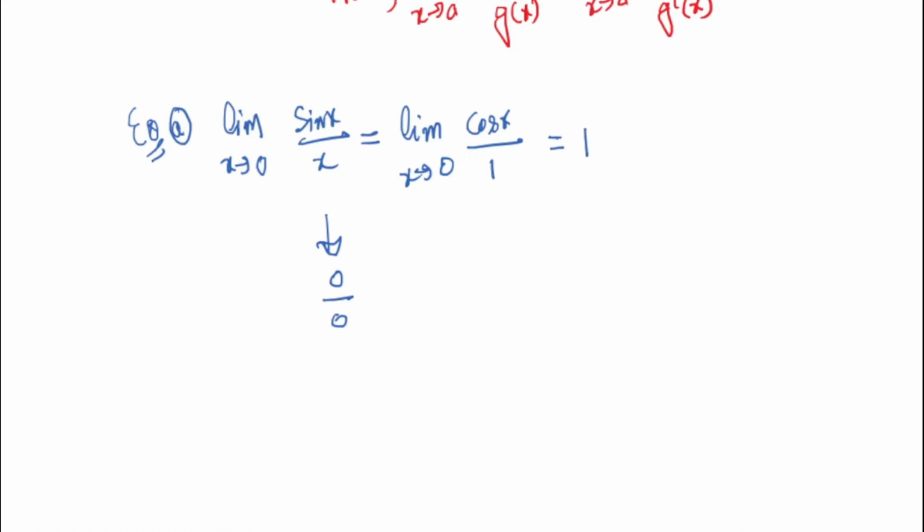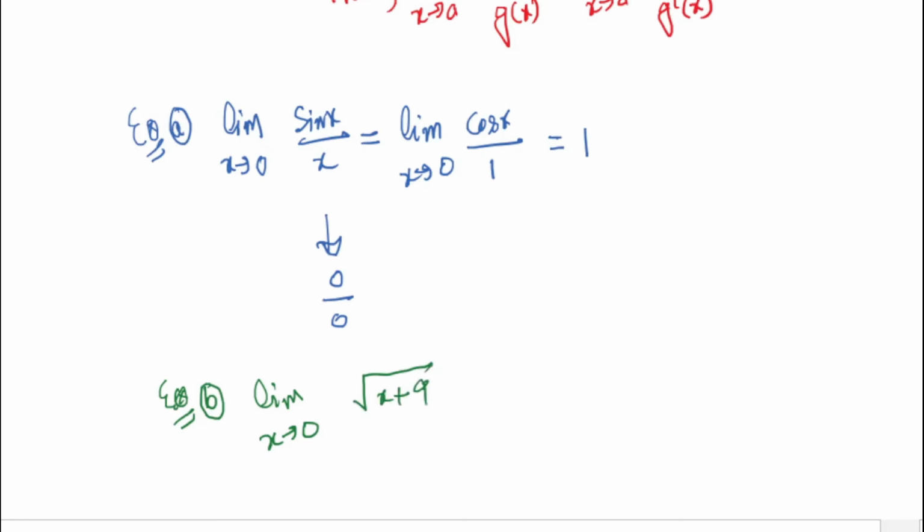Okay, let me take another example. Example B: limit x tends to 0, square root of x plus 9 minus 3 divided by x, which is equal to limit x tends to 0. Then if we differentiate the square root of x plus 9, this goes in the denominator. Let me show you what it would be.